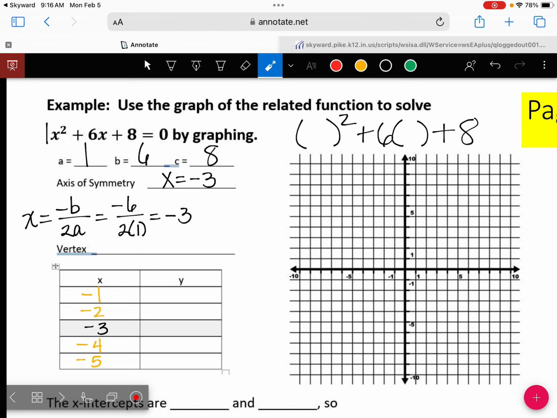Oh, it's the same as x-intercepts. We almost finished for today. This is the hardest question.